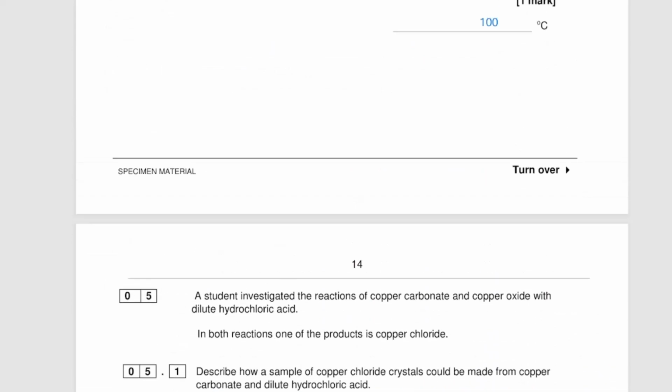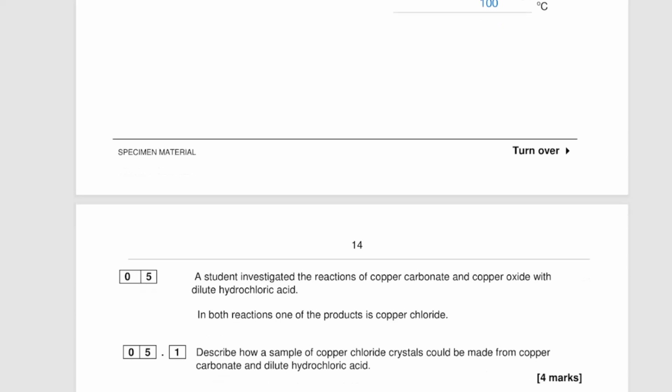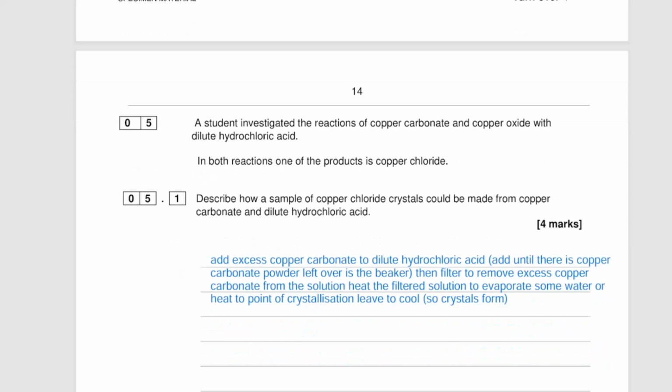Now on question 5, a student investigated the reactions of copper carbonate and copper oxide with dilute hydrochloric acid. In both reactions, one of the products is copper chloride. Describe how a sample of copper chloride could be made from copper carbonate and dilute hydrochloric acid. Now what you do is you add excess copper carbonate to dilute hydrochloric acid. And what I mean when I say excess is add until there is copper carbonate powder left over in the beaker that has not dissolved. And then you filter to remove this excess copper carbonate from the solution. And then you heat the filtered solution to evaporate some water, or heat until the point of crystallisation, then leave it to cool so crystals form.